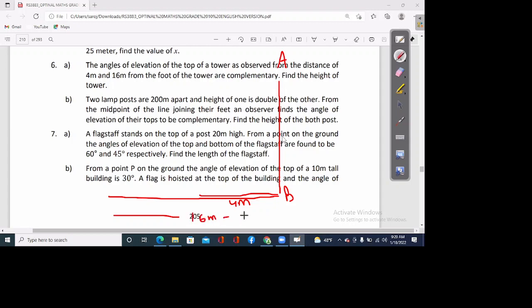This is 16 meter. Now it is 16 meter, it is 4 meter. So it was found to be complementary angles. So one is theta and one is 90 minus theta. So anyone you can write theta and 90 minus theta. Here let's say I'm writing theta and this is 90 minus theta. So all of you please do this question.